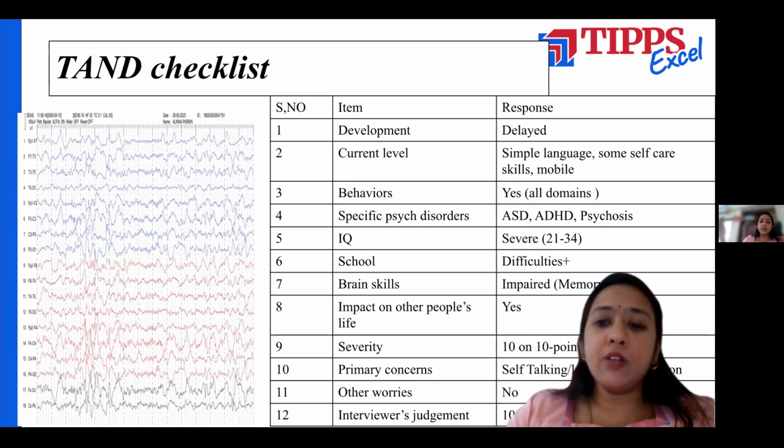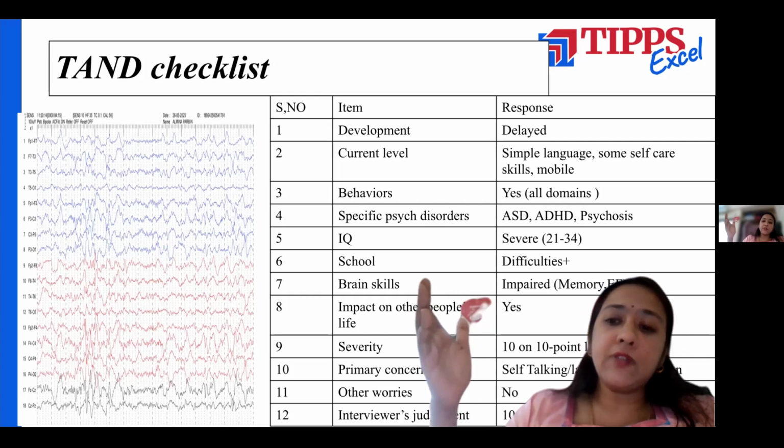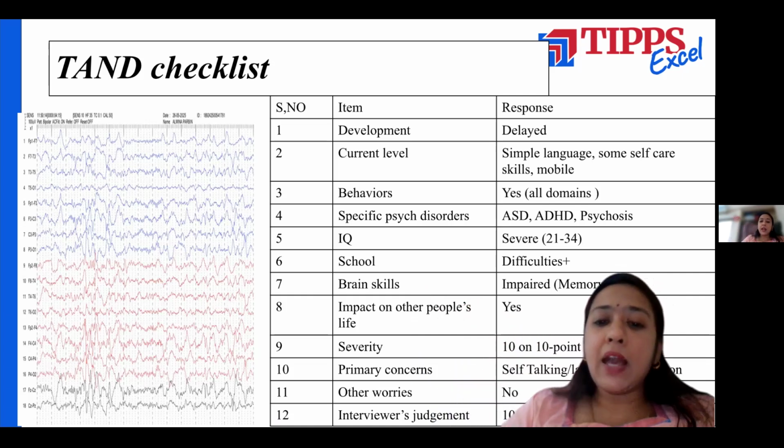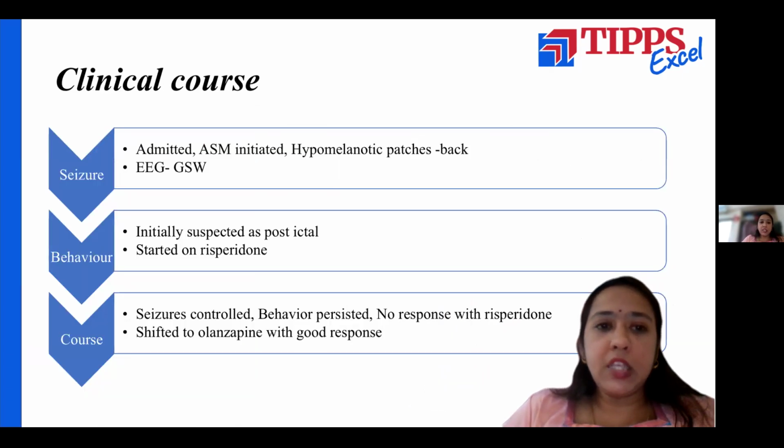But over a period of time, by taking a longitudinal history, I observed that the child had neurodevelopmental deficits from a very early period of life. We subjected her to IQ assessment, and the IQ was only 21 to 34, and the child had difficulties in schooling. These are the generalized discharges found in the EEG. In the clinical course, the child got admitted for seizure control. ASMs were initiated, and we saw hypomelanotic patches at the back, and the EEG showed generalized spike wave discharges. Initially, we suspected these behaviors to be post-ictal.